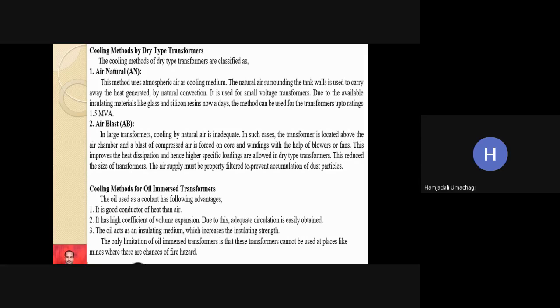The air supply must be properly filtered to prevent accumulation of dust particles. So here, whatever air we are compressing and blasting onto the windings and the core should be free from residue particles. Residue particles means whatever dust particles it may have, it should be filtered from them. Otherwise, those unwanted particles may get deposited onto the core and the winding. Because of that, damage to the core and winding may take place. Okay, it should be completely filtered.